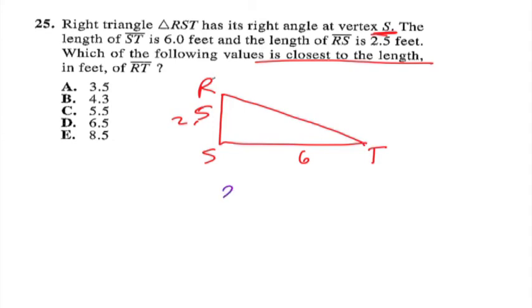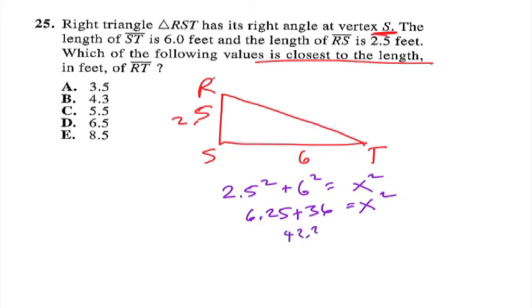So again, we're going to have 2.5 squared plus 6 squared equals the length that we're looking for, x squared. So if I do that, I get 6.25 plus 36 is equal to x squared. That gives me 42.25 is equal to x squared. And then we'll take the square root of 42.25. And with that, we get x is equal to 6.5, making D the answer to number 25.